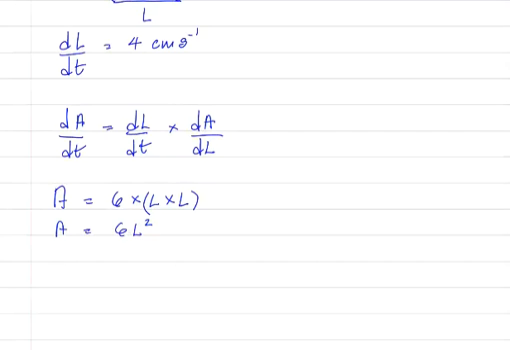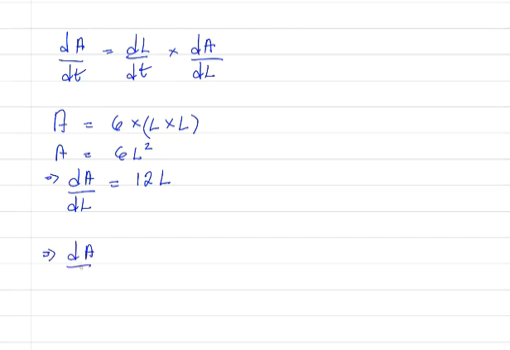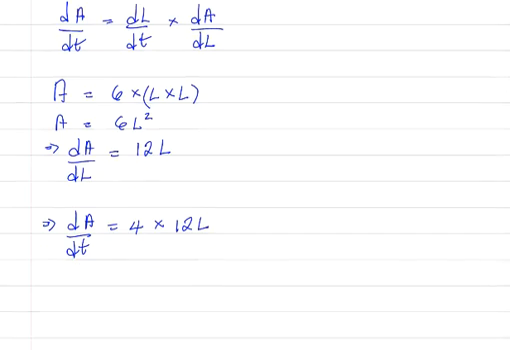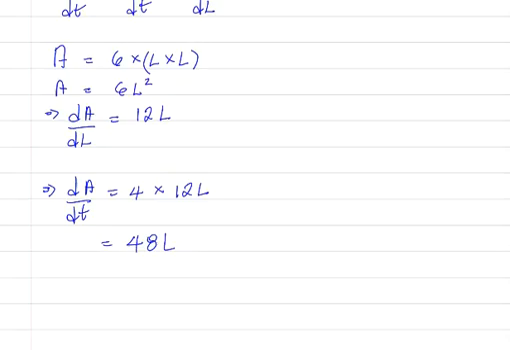So let's differentiate A with respect to L. Therefore, dA by dL is equal to 12L. So it means therefore that dA by dt is equal to 4 multiplied by 12L. So dA by dt is equal to 4 times 12, which is 48L. Alright, now what we need to do is to find dA by dt when the volume is equal to 216 centimeters cubed.